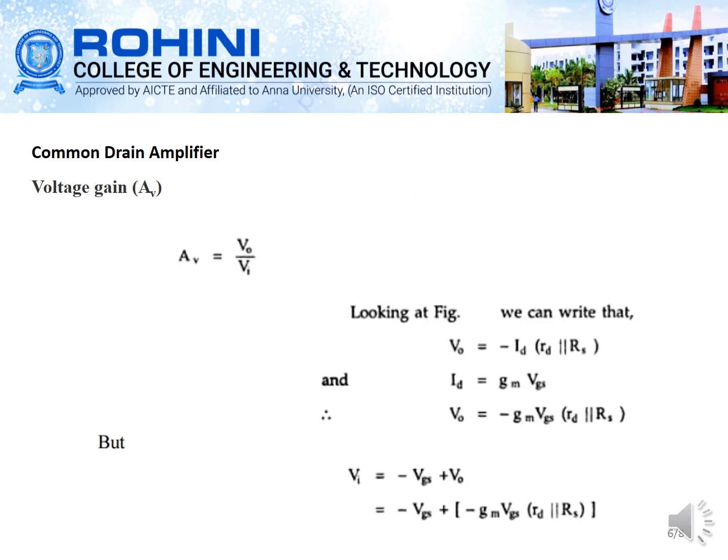And from this we are calculating the voltage gain. We find the voltage gain Av is equal to the output voltage divided by the input voltage. From the figure we can analyze that V0 is nothing but minus Id, according to Ohm's law, V is equal to I into R. So V0 is equal to minus Id into Rd parallel Rs. Id is nothing but Gm into Vgs. Substituting this value in the above equation, we get V0 is equal to minus Gm into Vgs of Rd parallel Rs, and Vi is equal to minus Vgs plus V0, which is equal to minus Vgs plus minus Gm into Vgs of Rd parallel Rs.